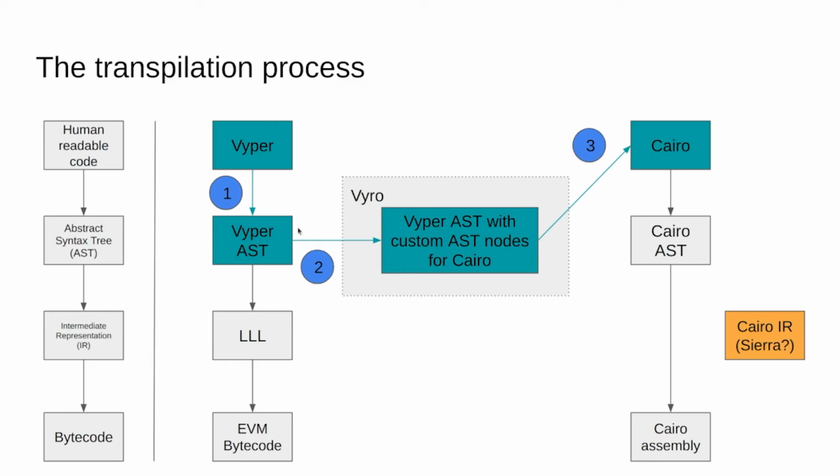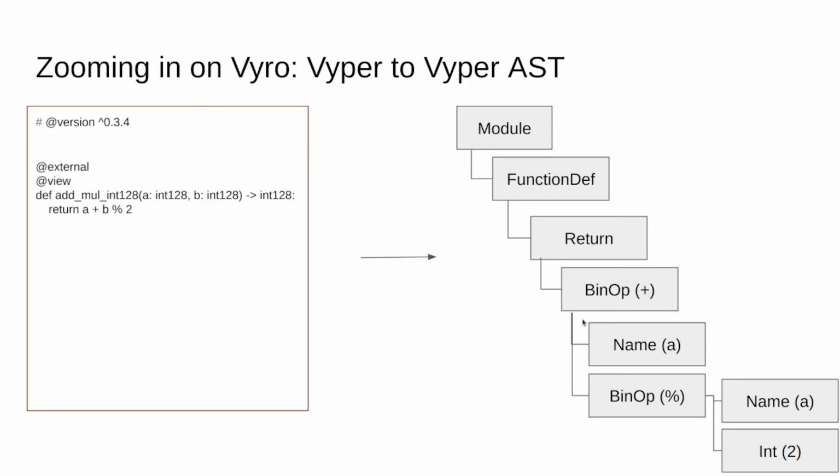For the Vyro transpiler, we operate entirely within the first 2 layers, where Vyper source code is first transformed into its AST using the Vyper compiler. And in the second step, we perform further modifications on this AST by introducing custom AST nodes that map to certain Cairo statements. And in the third step, we output the modified AST into Cairo code. And in the next few slides, we'll quickly run through an example of this using a simple contract.